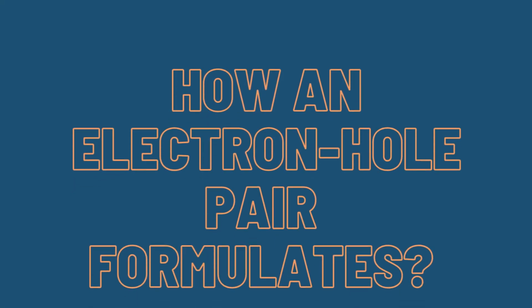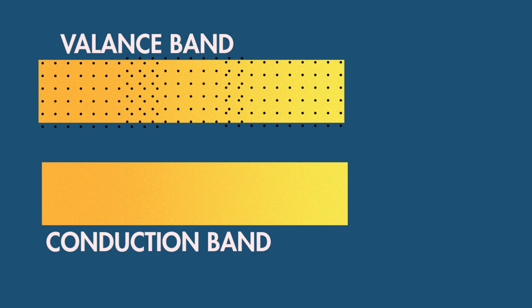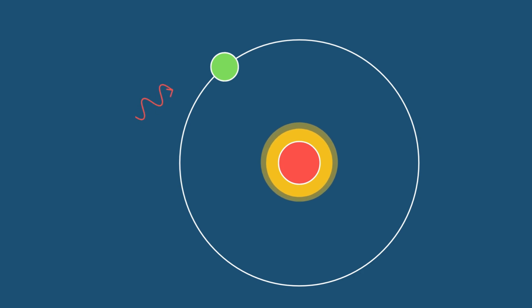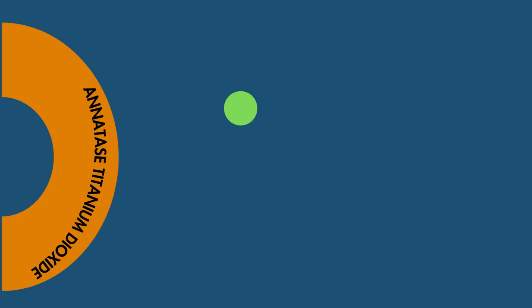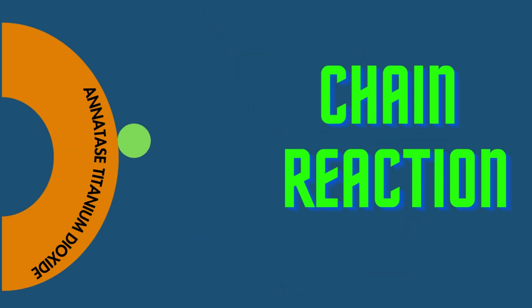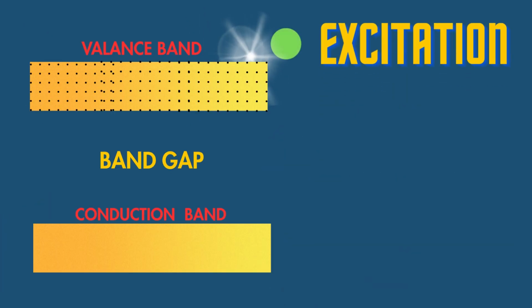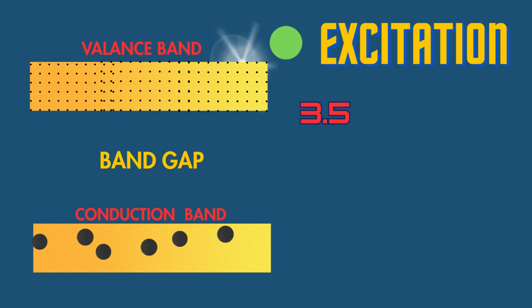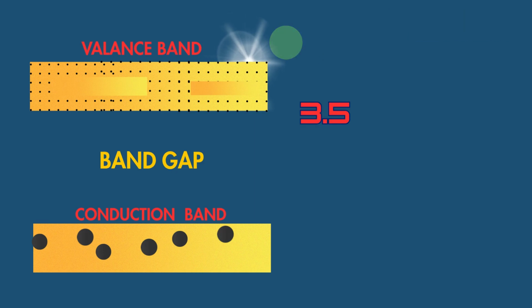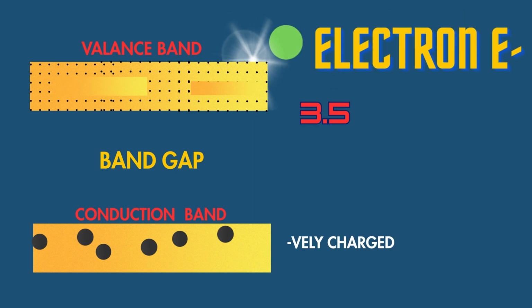How an electron-hole pair forms: normally, the valence band is completely full of electrons, and the conduction band is empty. But when a photon of light carrying enough energy, like UV light hitting your anatase titanium dioxide, strikes the material, an elegant chain reaction occurs. The excitation: an electron in the valence band absorbs the incoming light energy. If the energy is greater than the band gap, 3.2 electron volts for anatase, the electron gets kicked up across the gap into the high-energy conduction band. The electron, this newly freed electron, is now a negatively charged mobile carrier, ready to participate in chemical reduction reactions.